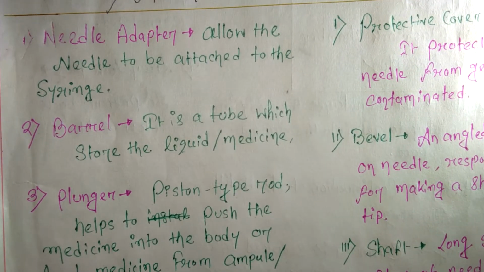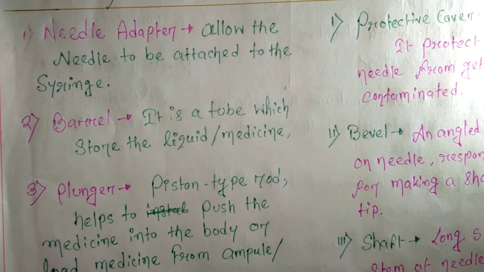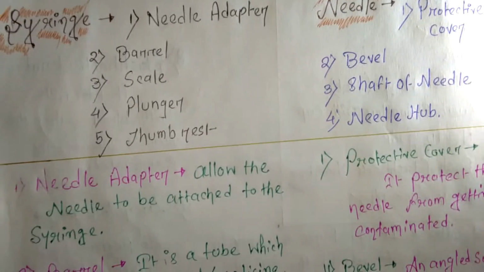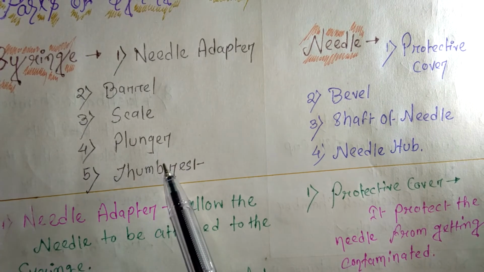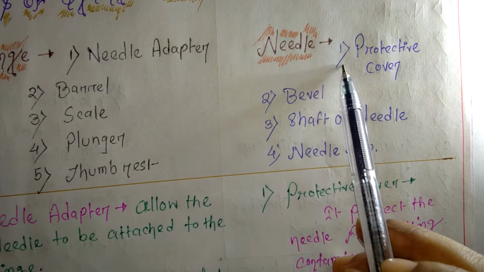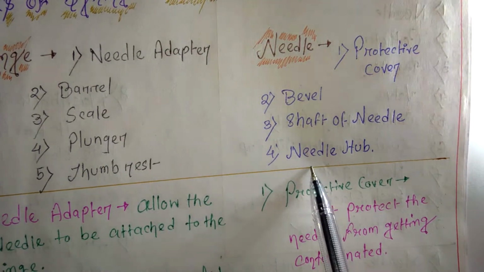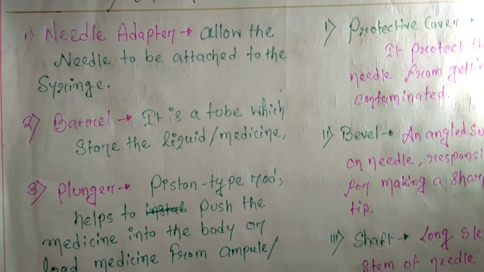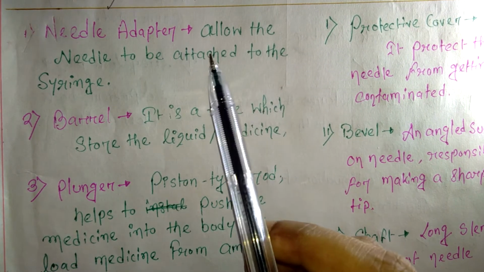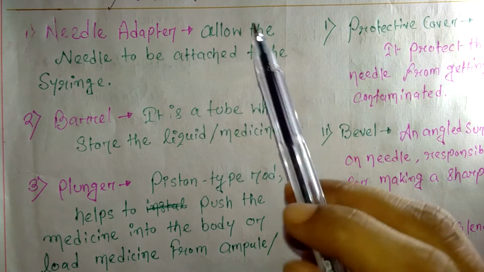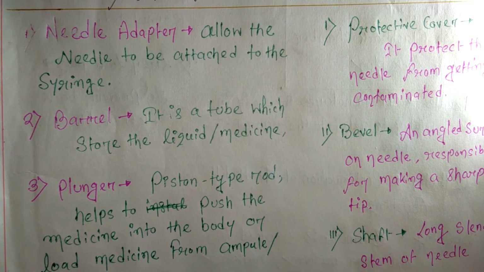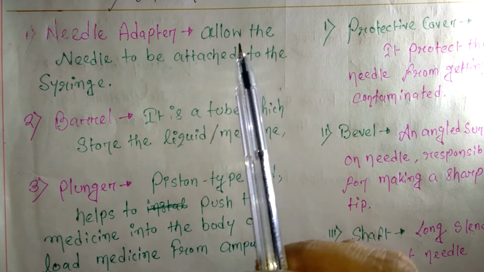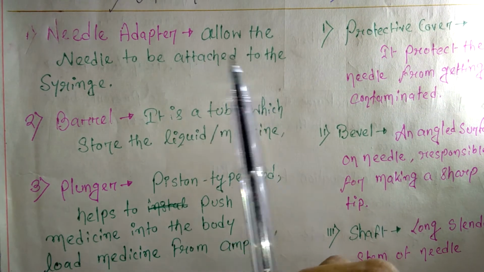So let's see the explanation one by one. Here I have written all the points: needle adapter, barrel, scale, plunger, and thumb rest. For the needle, it is protective cover, bevel, shaft of needle, and needle hub. When you study all the parts, first look at a diagram, then look at my description. The needle adapter allows the needle to be attached to the syringe.